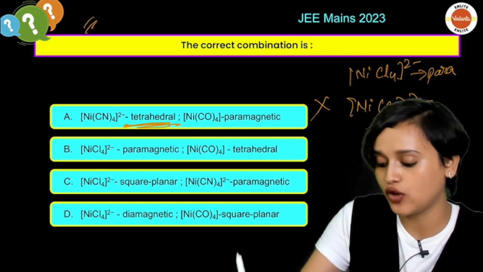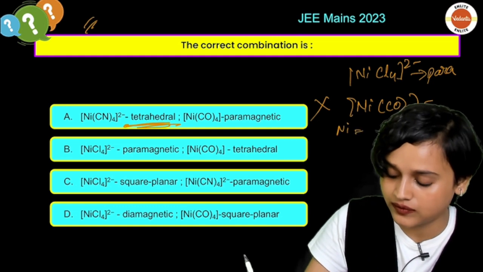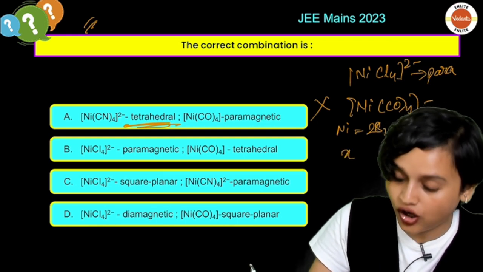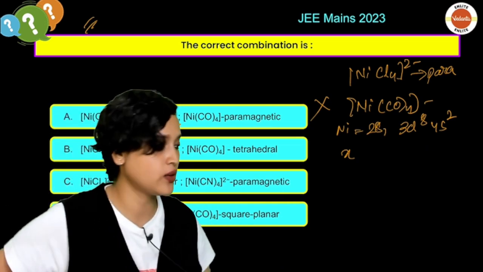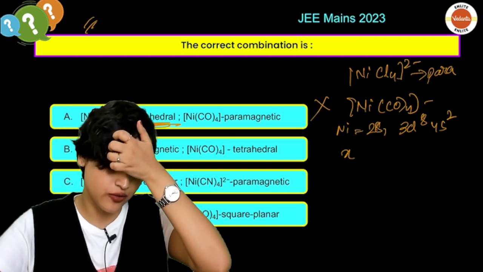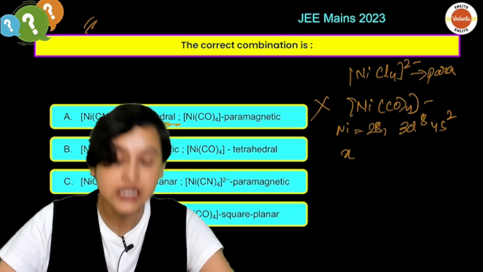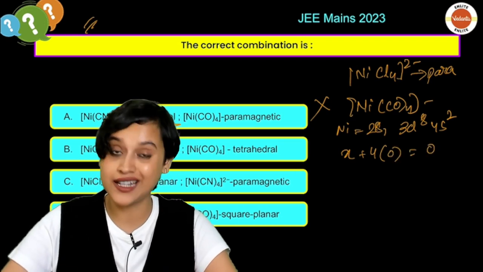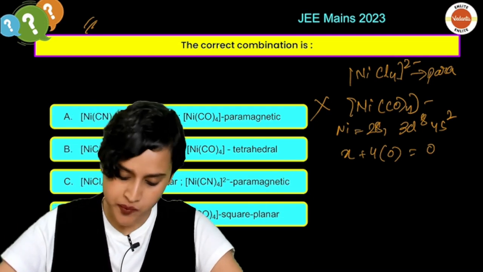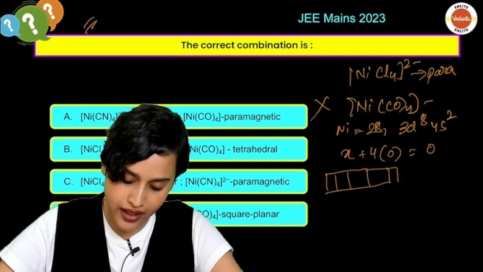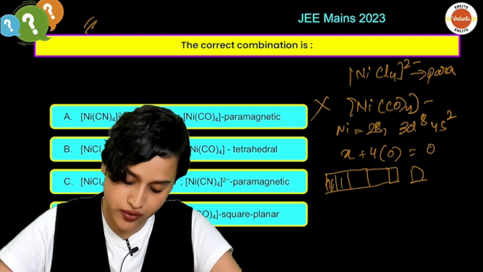Let's do it for Ni(CO)4, okay? For Ni(CO)4, what will it be? Nickel has atomic number 28, so 3d8 and 4s2. Let's find out the oxidation state here. CO is a neutral ligand, so 4 into 0 is equal to 0, because there is no overall charge. So the oxidation state is zero. That means I will have to draw 3d with 8 electrons and then 4s2.